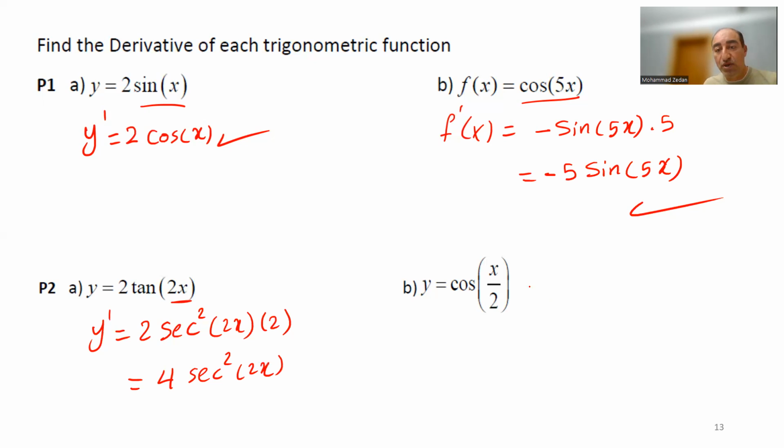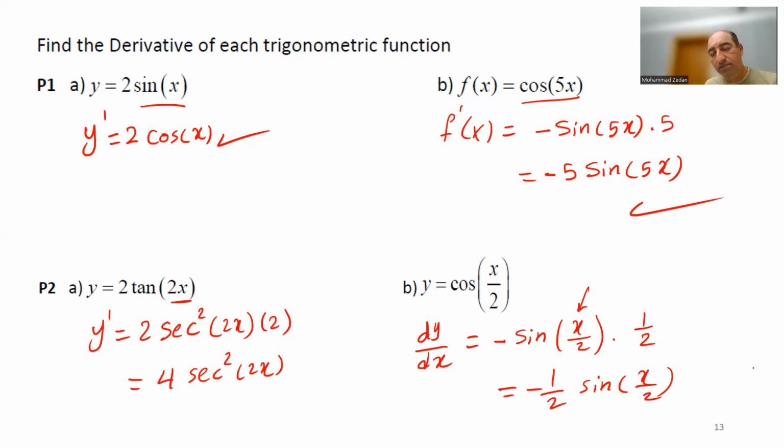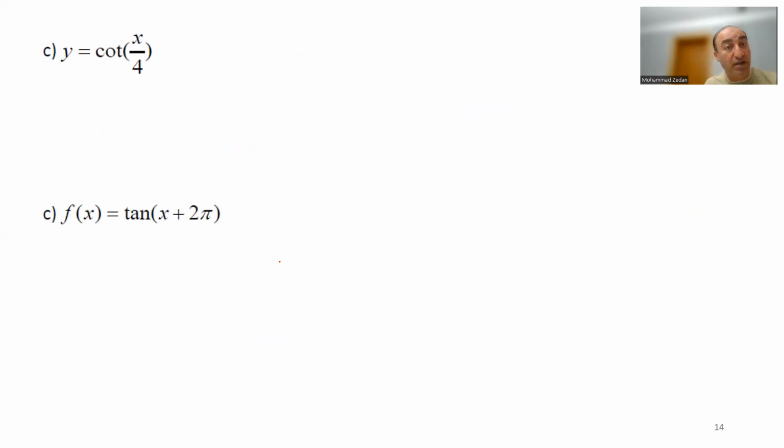Derivative of cosine x over 2. So dy by dx, or y prime, is equal to the derivative of cosine, negative sine of the same angle x over 2, multiplied by the derivative of the angle itself, which is half. So the final answer is negative half sine x over 2. Are you okay? Yes. Let's continue. Okay, you can stop the video and solve it yourself.